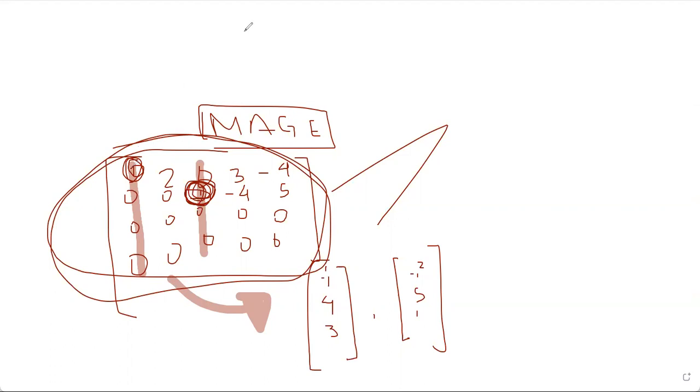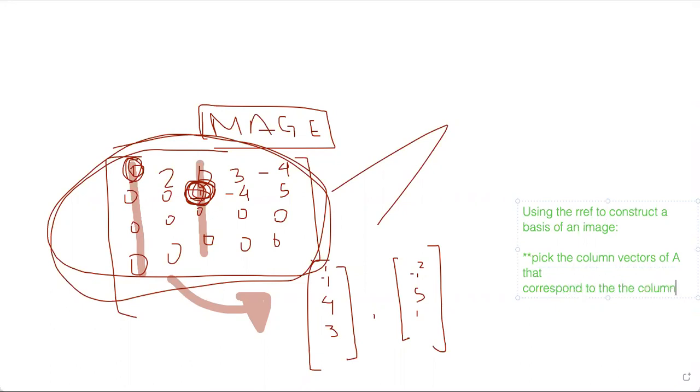So that leads us into a theorem that I'll just write out. For using the reduced row echelon form to construct a basis of an image, the thing that you want to keep in mind is: pick the column vectors that correspond to the columns of the reduced row echelon form of A containing leading 1s, right? So that's kind of our theorem for that.